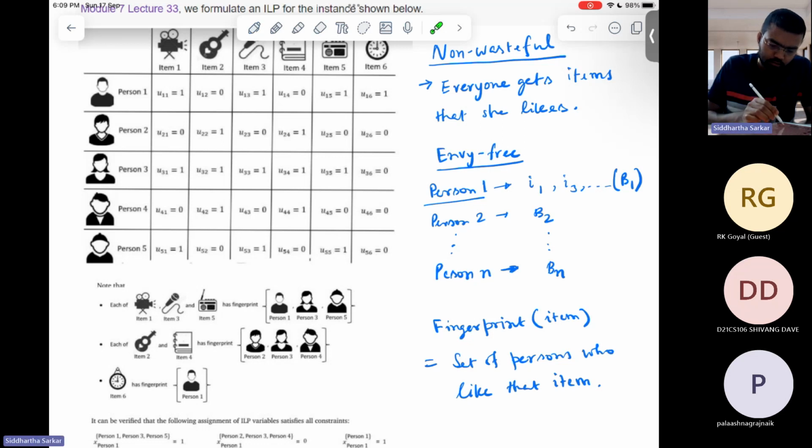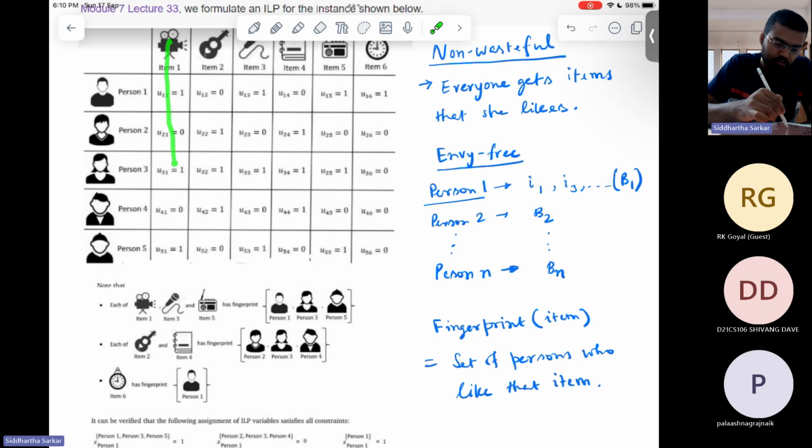So here we have understood what is fingerprint. So here's an example. So here's a camera. The camera has fingerprint person 135. That means the camera is liked by person 1, 3, and 5. Okay. So let's look at it.